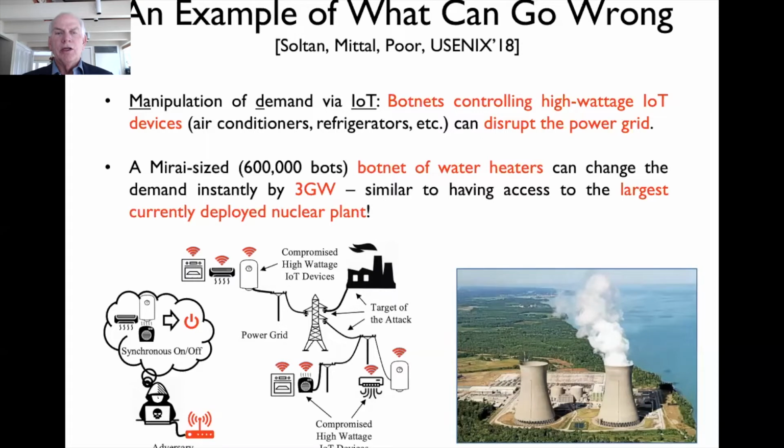loads, then you can control a load instantaneously that can change the demand by 3 gigawatts, similar to having access to the largest currently deployed nuclear plant. So you can basically bring down the grid if you're able to get in there and control that many IoT devices. Now, there aren't really enough out there today to make this happen, but someday there will be, and so this is a potential issue.